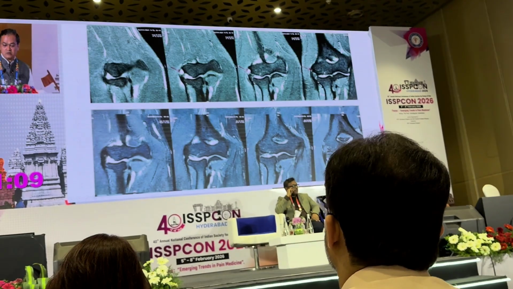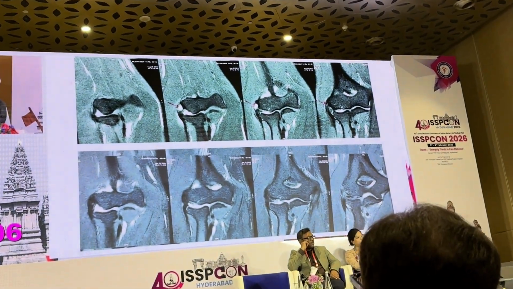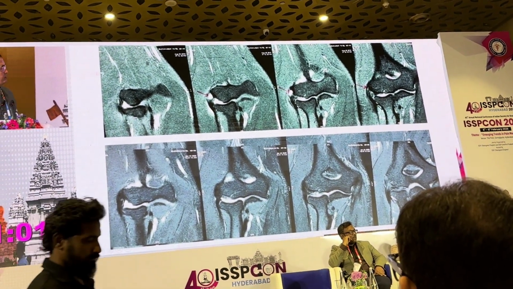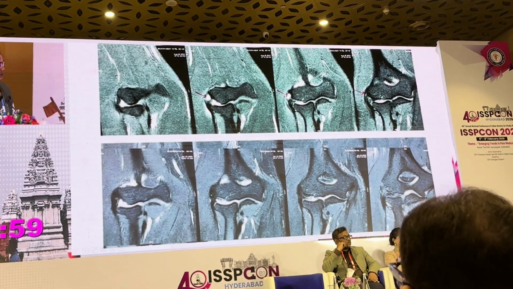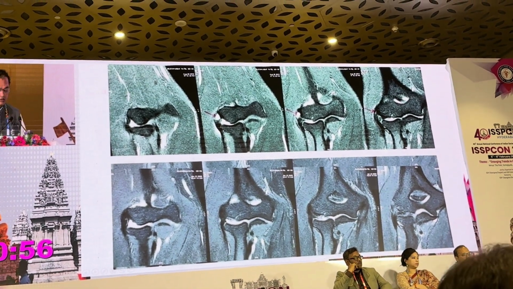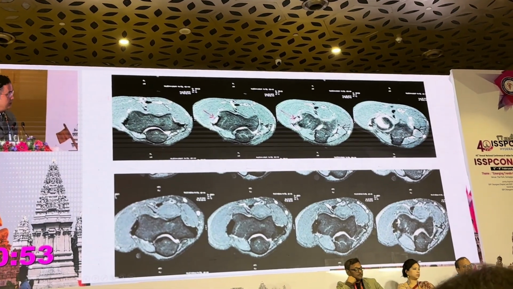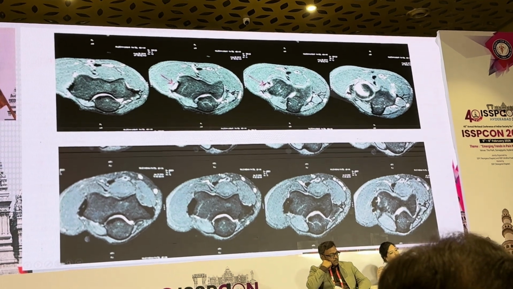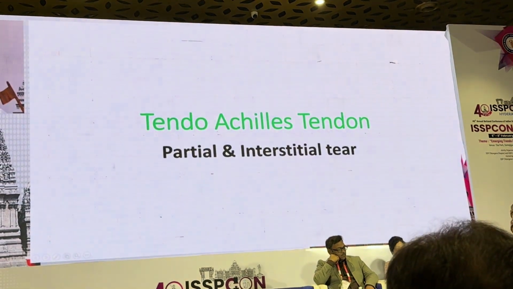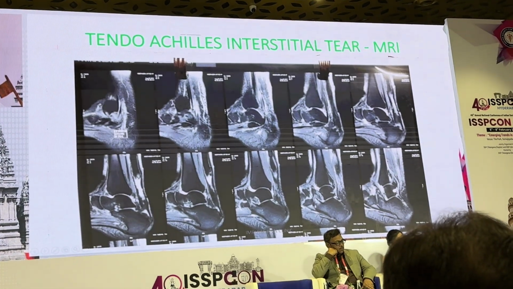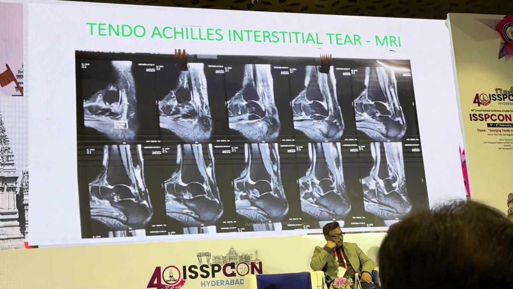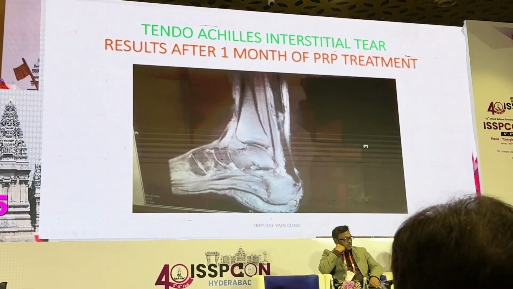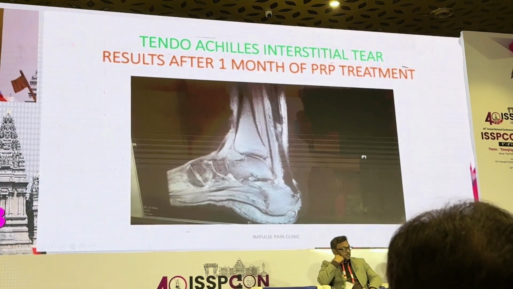Here you can see a tennis elbow patient with a partial tear, and on MRI after 1 year post-operatively you can see gradual good healing. In the same patient, there is this partial tear, and after PRP treatment, very good healing of the tissue is there. In the Achilles tendon, you can see this long 4 centimeter interstitial tear, and I did PRP treatment, and after 1 month the MRI shows almost 80% of the tear is healed.